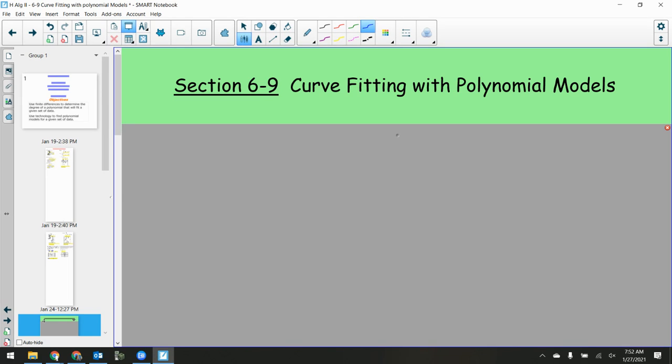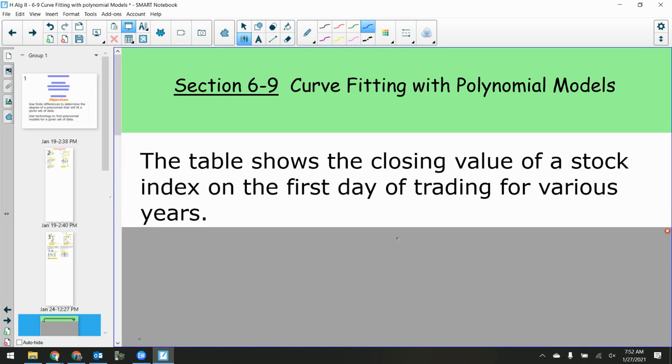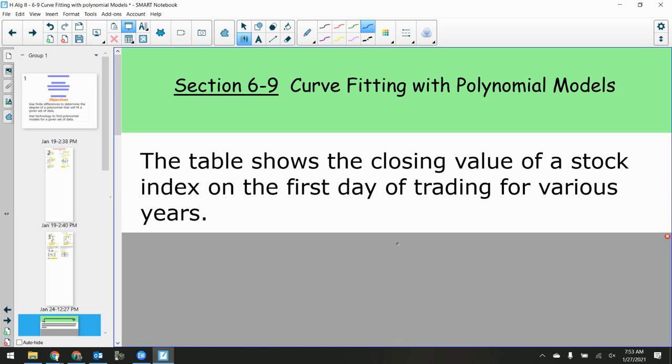All right, so section 6.9 is curve fitting with polynomial models. Ooh, something. Curve fitting with polynomial models. Okay, again, another topic that we have done before. We have done curve fitting, but now we're going to be talking about it in terms of polynomial models. We've already done curve fitting with linear models.